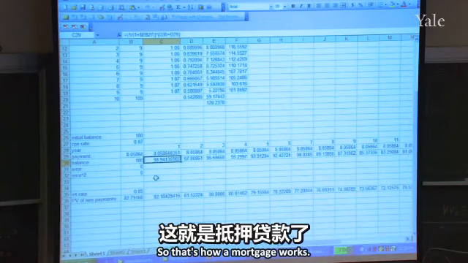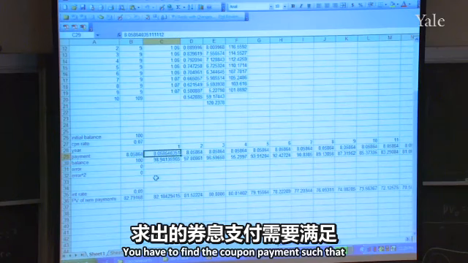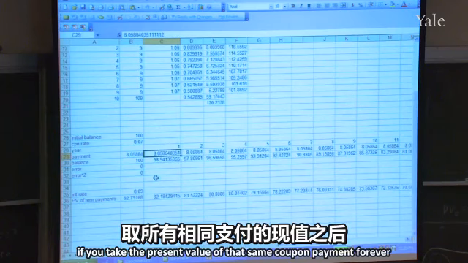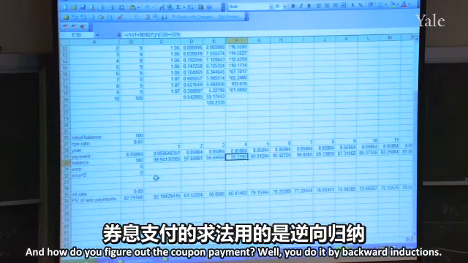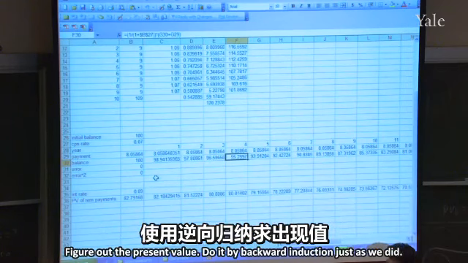Okay, so that's how a mortgage works. You have to find the coupon payment such that if you take the present value of that same coupon payment forever, it's just going to be worth 100, which is that number. And how do you figure out the coupon payment? Well, you do it by backward deduction. Figure out the present value by backward deduction, just as we did.